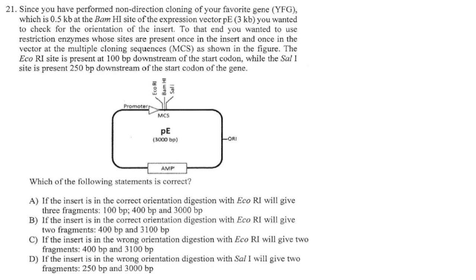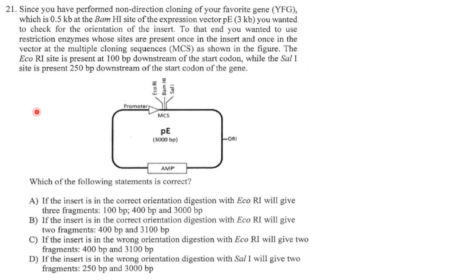Now next one. Since you have performed non-directional cloning of your favorite gene, which is 0.5 kb, at the BamH1 site of the expression vector pE, you want to check the orientation of the insert. To that end, you wanted to use restriction enzymes whose sites are present once in the insert and once in the vector at the multiple cloning sequence as shown in the figure. The EcoR1 site is present 100 base pair downstream of the start codon, while the SalI site is present 250 base pair downstream of the start codon of the gene. Which of the following statements is correct?